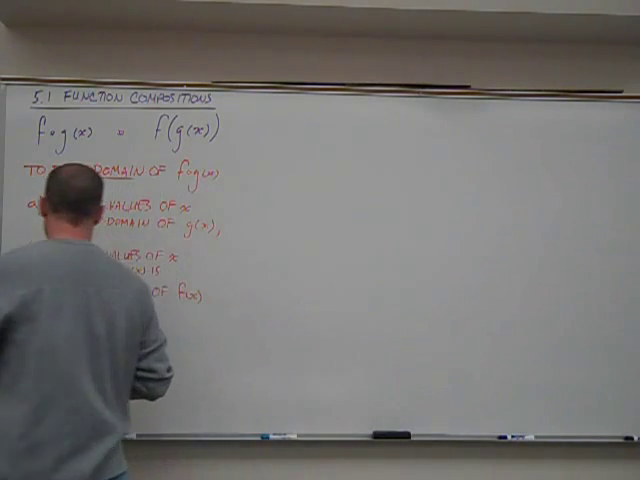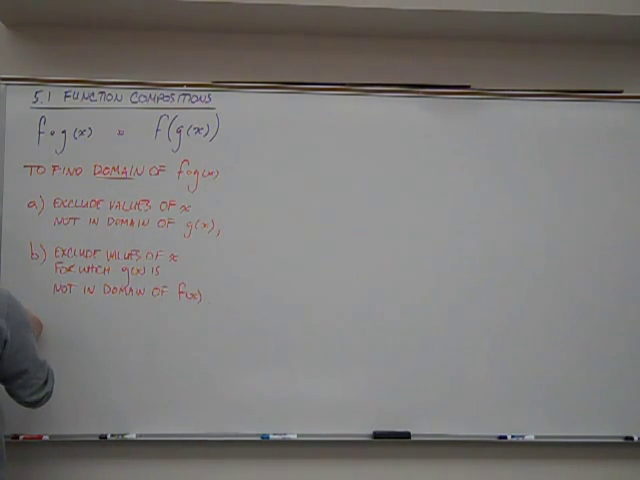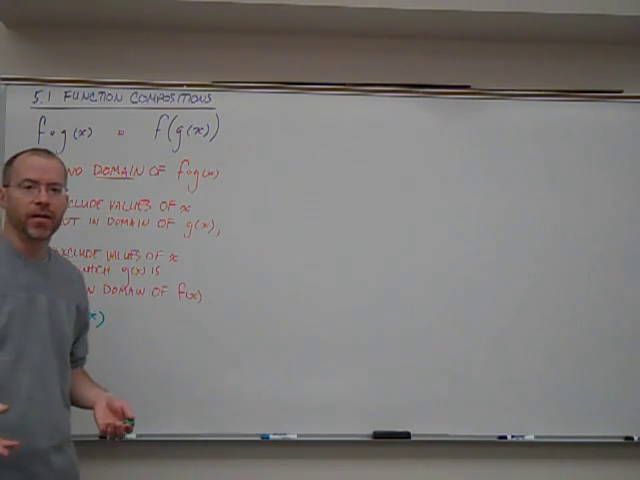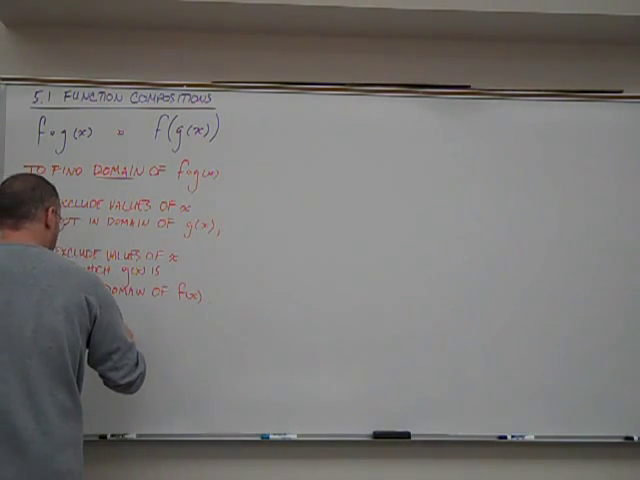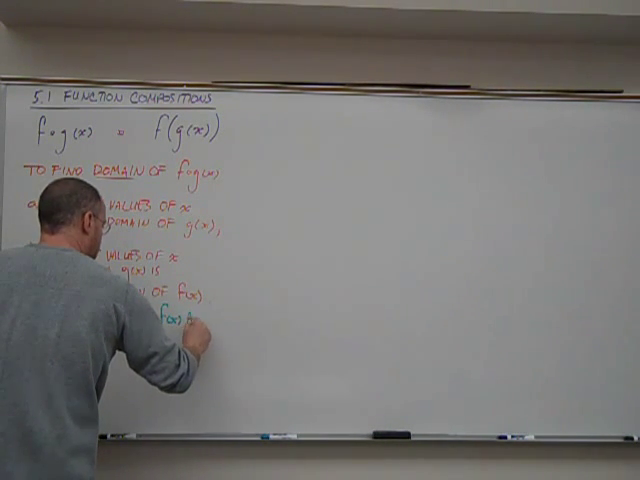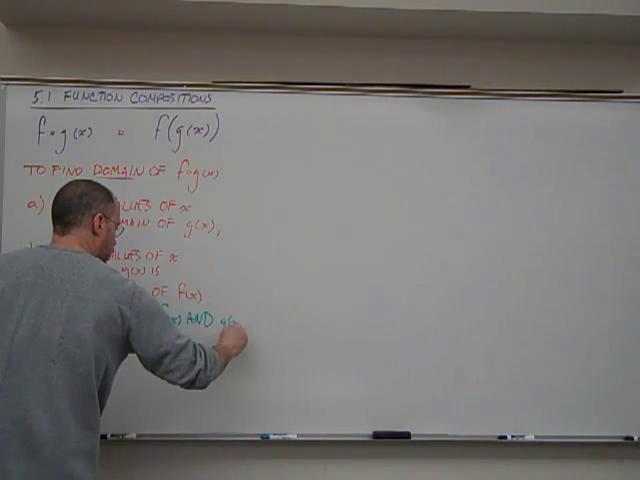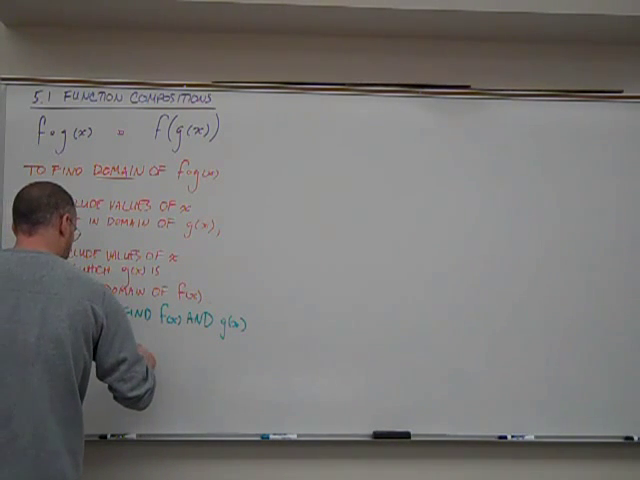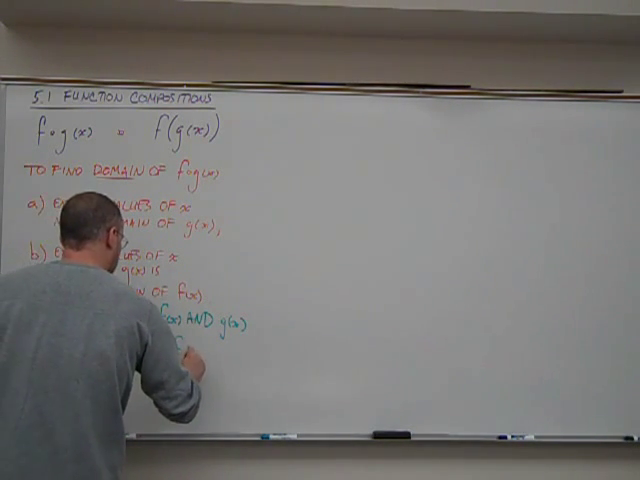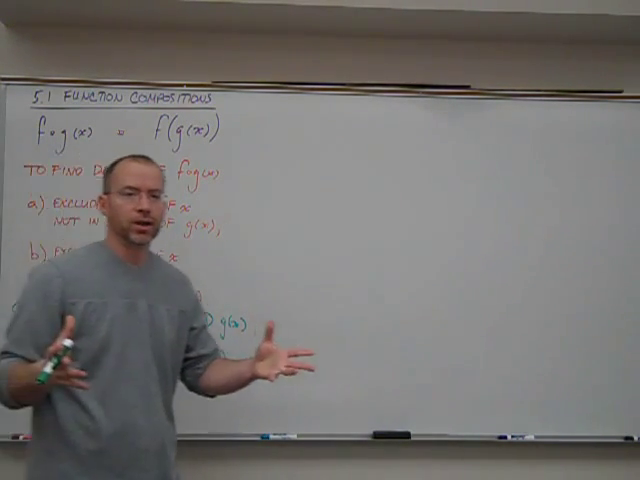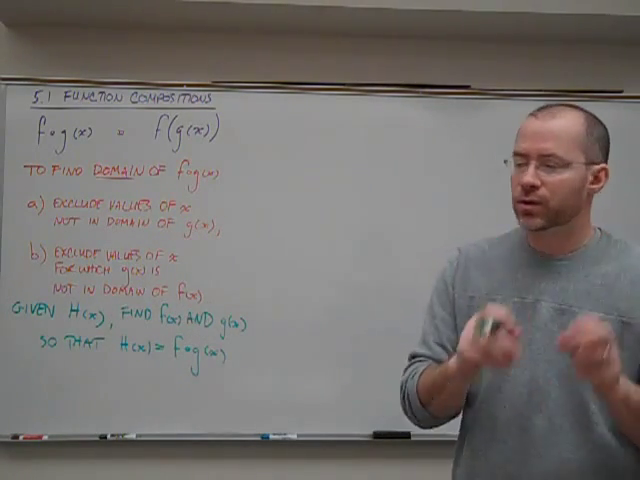You'll have some problems where, given a function in the homework, they call it capital H of x. Given h of x, find f of x and g of x. Find two functions so that h could be expressed as a composition, f composed with g of x. In other words, look at one function and see it as a composition of two others.